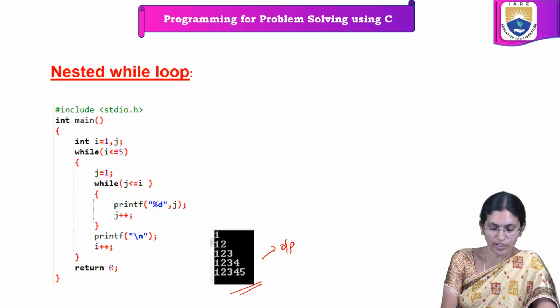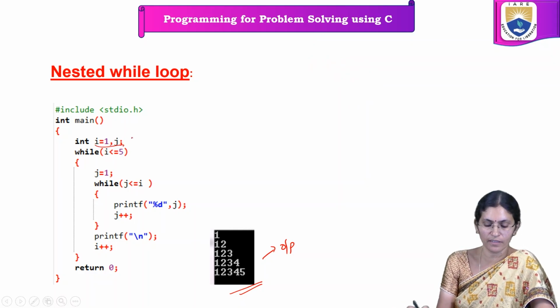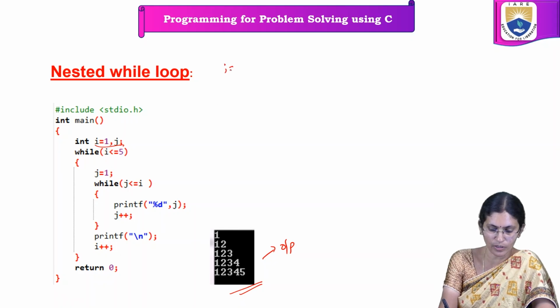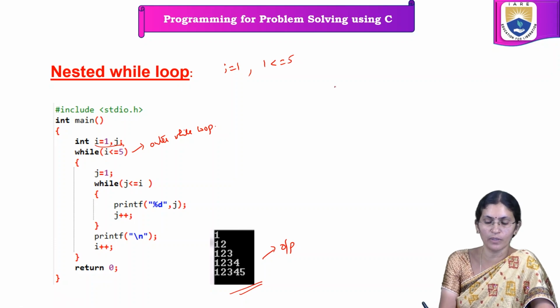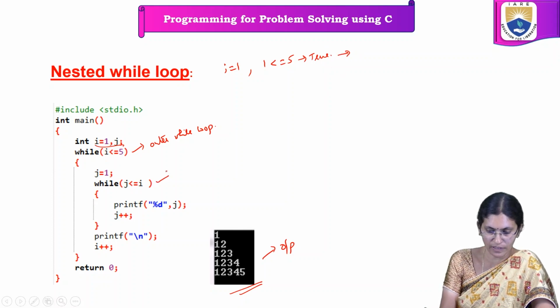We have initialized or declared two variables here. Initialization: i is equal to 1, and this is the outer while loop. For i equal to 1, the condition checked here is 1 is less than or equal to 5. This is true, which means it will enter the inner while loop. Now the inner while loop will be executed. This condition will be checked: j is less than or equal to i.